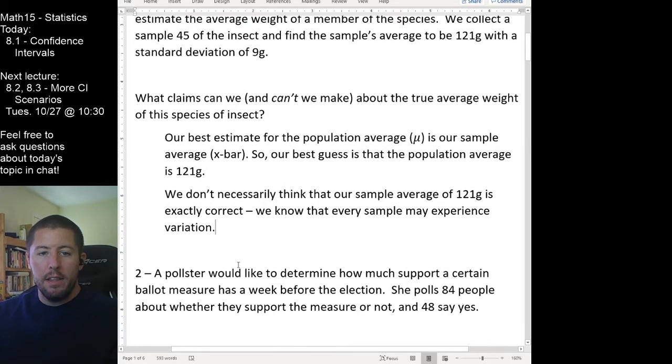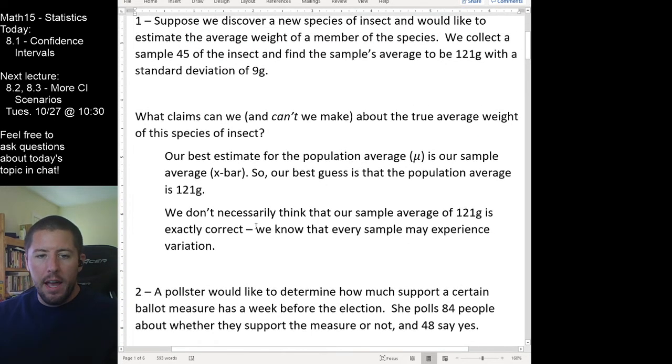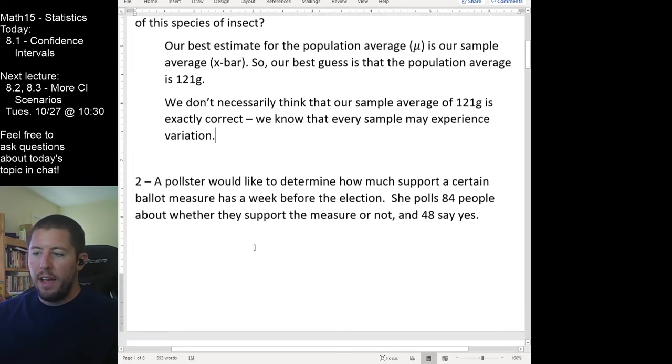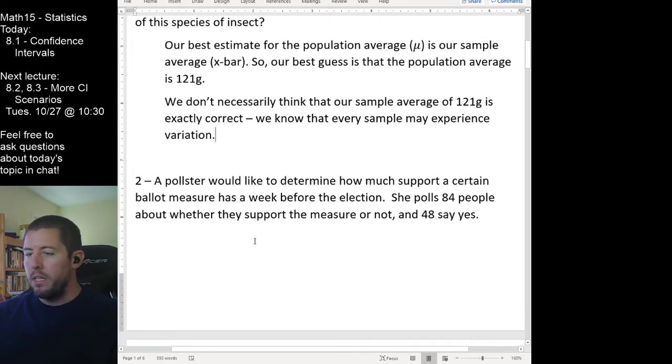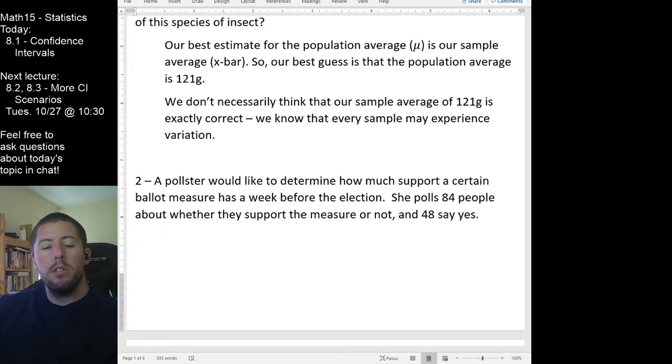The second scenario I want to look at here is one that we're going to cover a little bit more in detail tomorrow. A pollster would like to determine how much support a certain ballot measure has 1 week before the election. She polls 84 people about whether they support the measure or not, and 48 say yes. So what this pollster is not interested in necessarily is just 48 people's or 84 people's opinion. What this pollster is interested in is the entire population's opinion about a certain ballot measure.